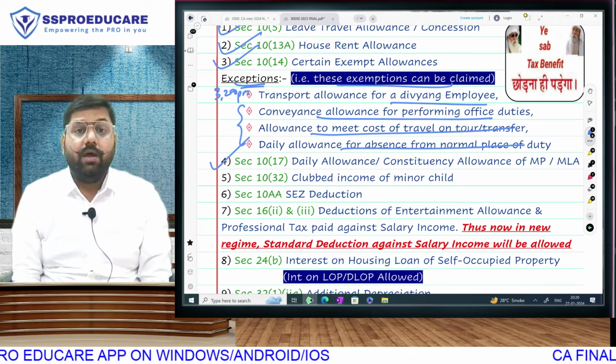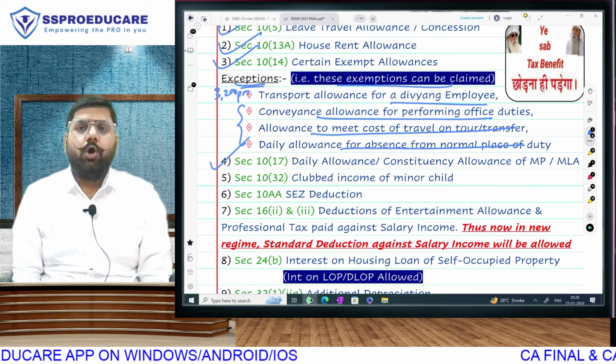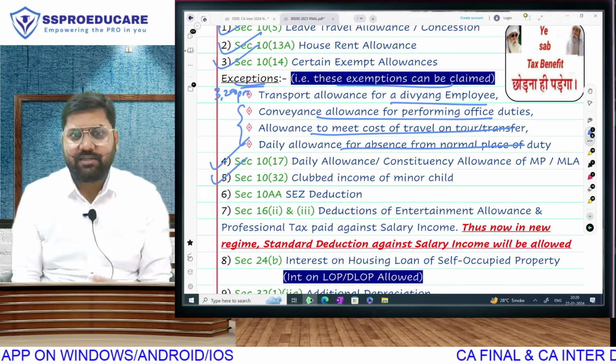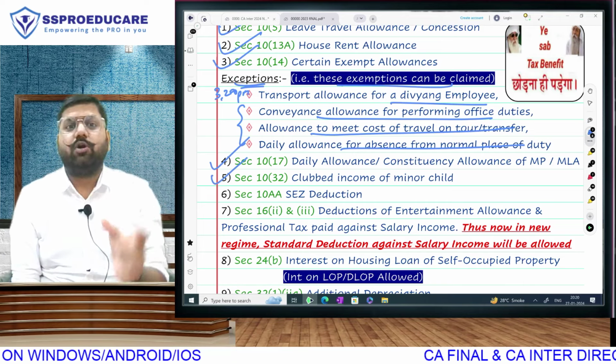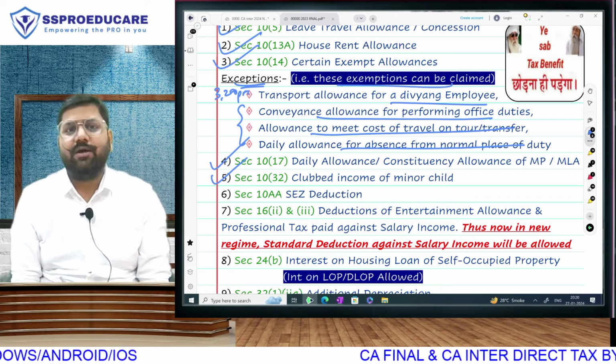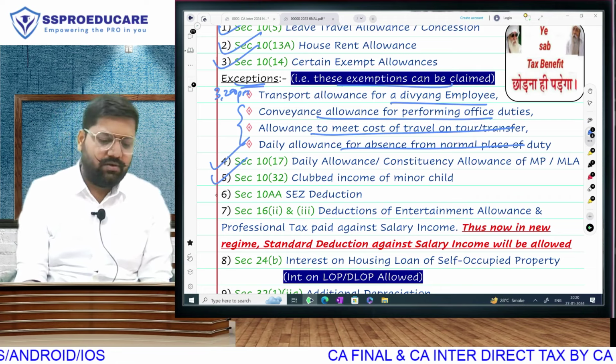which is fully exempt, but that exemption will be available only in the old regime. In new regime, it will be taxable. If you have income of a minor child, that is clubbed, so there is an exemption. Actual amount or 1,500 per annum per child, whichever is lower, but that exemption will not be allowed in the new regime. It will be allowed only in the old regime.